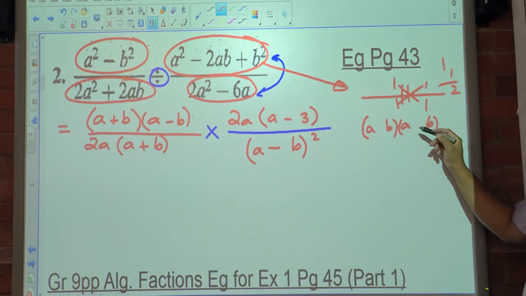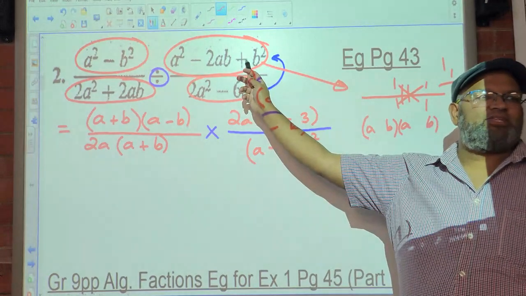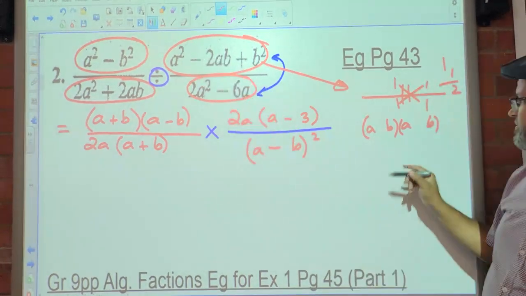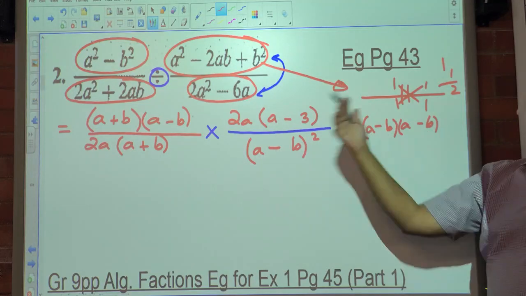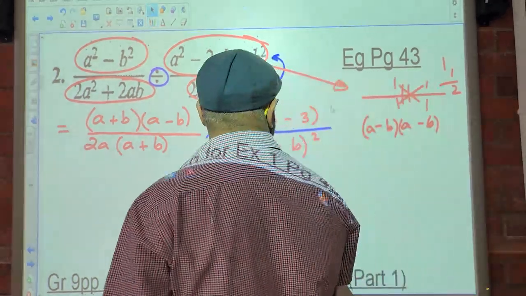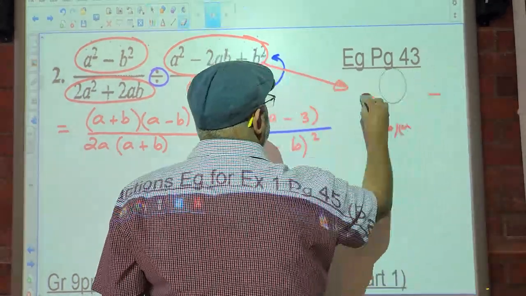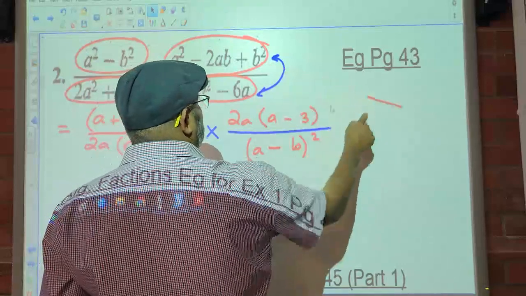There's a 1 and 1, of course. What about our signs? Same or opposite signs? Same. But it takes the sign of the middle term. So both is going to be minus. So (a minus b) times (a minus b) is (a minus b) squared. You guys understand? Yes. Okay. See any confusion at this point?